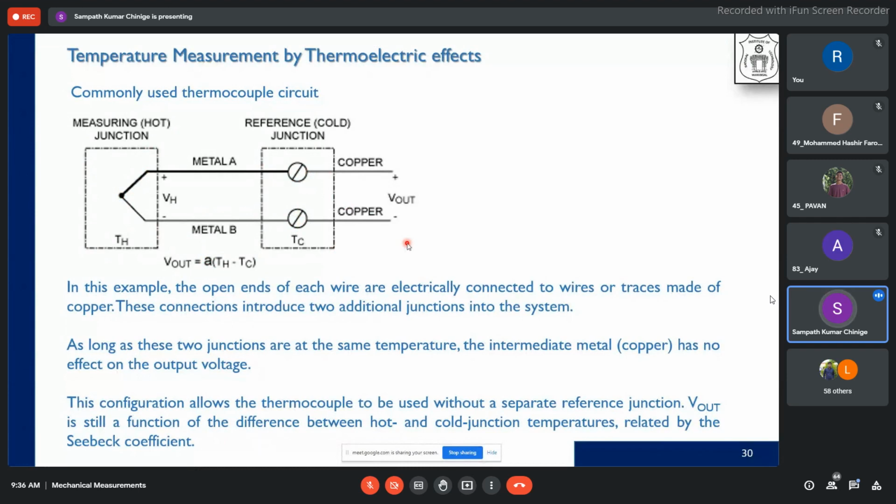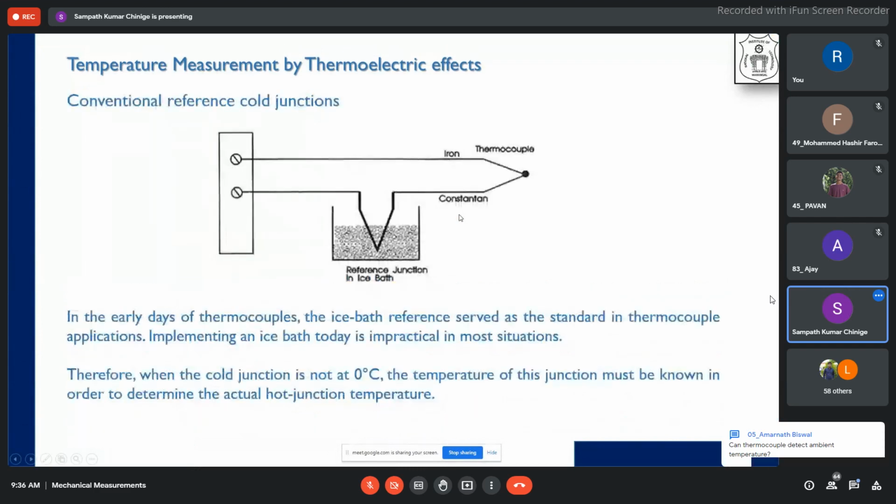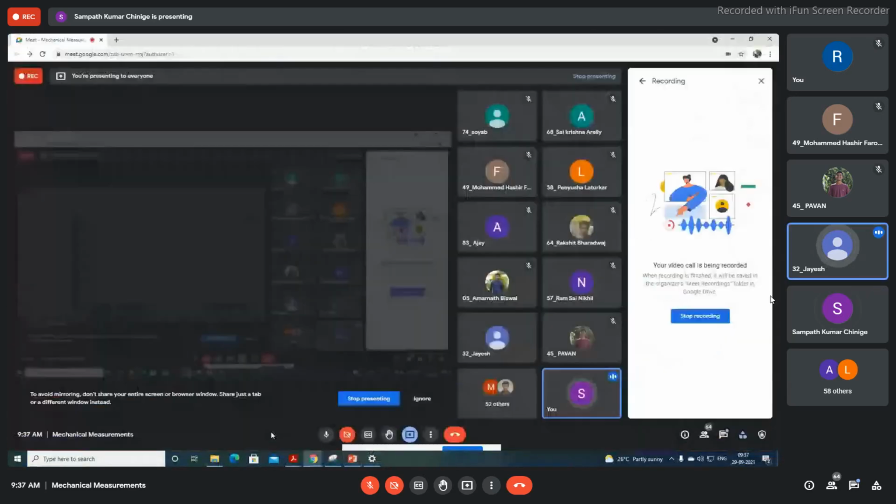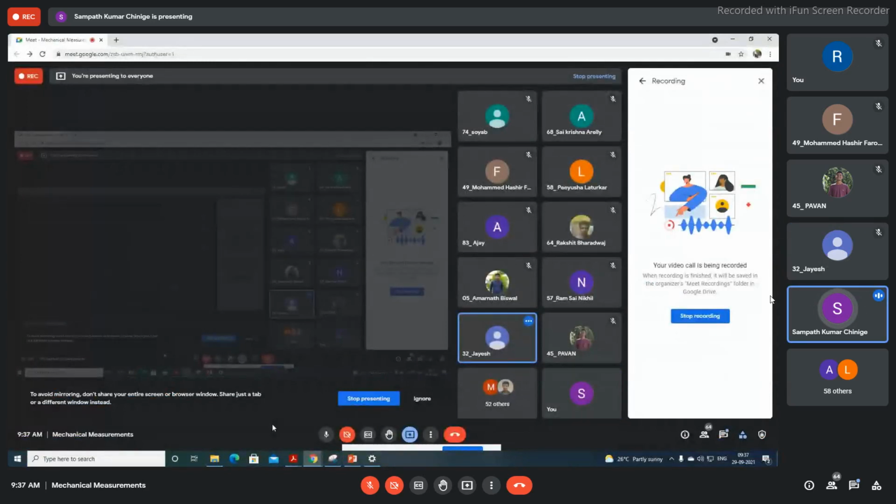Any questions? Sir, there is one question in the chat box, sir. How do we calibrate the thermocouple circuit? How do we calibrate a thermocouple circuit? You are actually trying to know the value. So you answer this question. You try to answer. How do we calibrate?